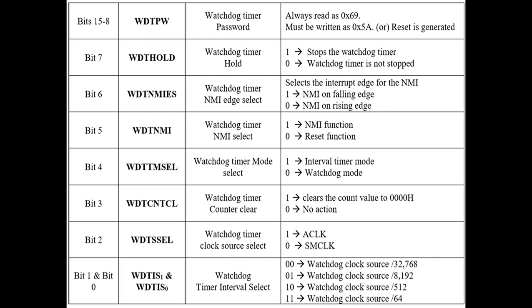Similarly, watchdog timer hold. Whenever the application doesn't require the watchdog timer, we stop it by giving the value 1 to WDTHOLD. Otherwise, it is not stopped. Similarly, WDTPW means watchdog timer password. For reading, the password is 69. For writing, the password is 5A.